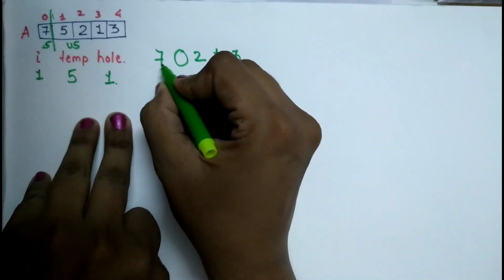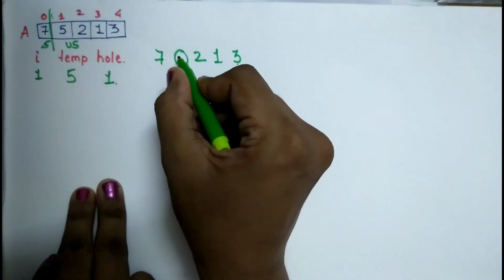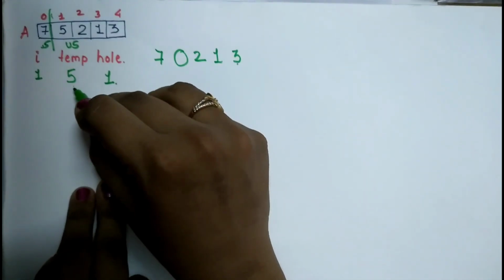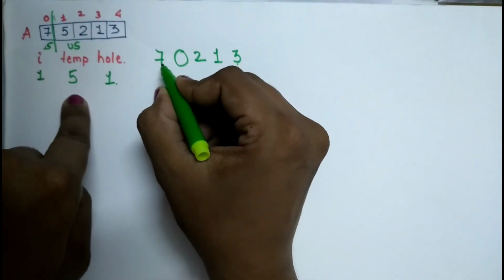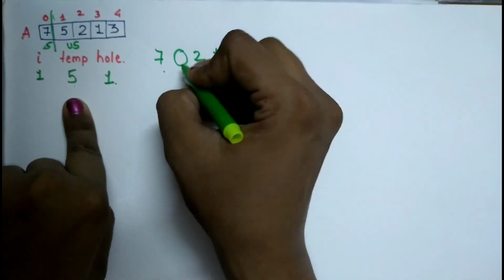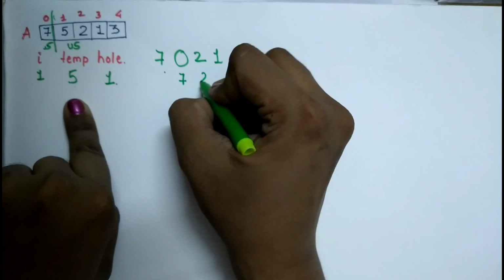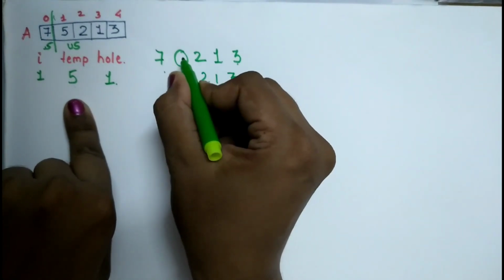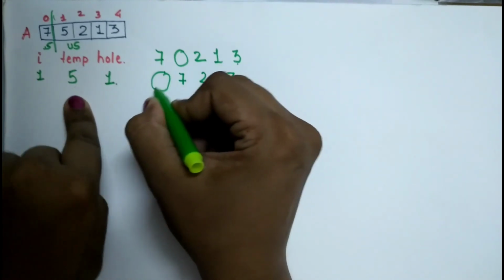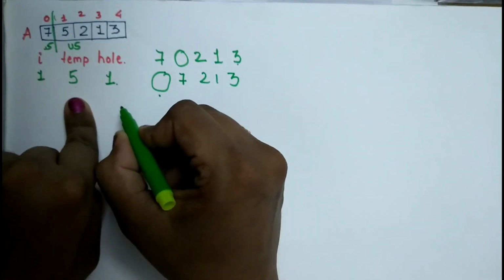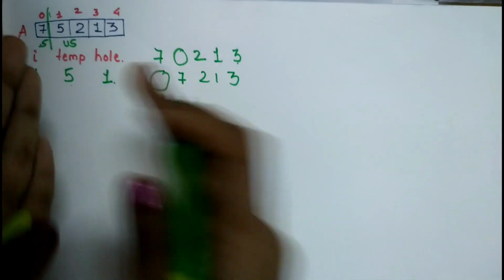First, I'll compare it with 7. 5 is compared with 7, that is, the previous of hole is compared with our temporary variable. Now we find that 7 is greater than 5, so we'll move it one step ahead. 7 is moved here. 2, 1, 3 will remain as they are. And now as 7 is moved here, the hole is now created here as this value is empty now. So now I cannot move further because it is the end of my array.